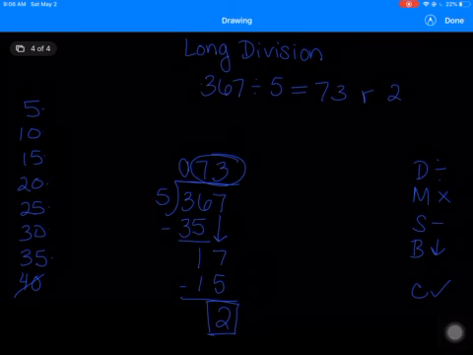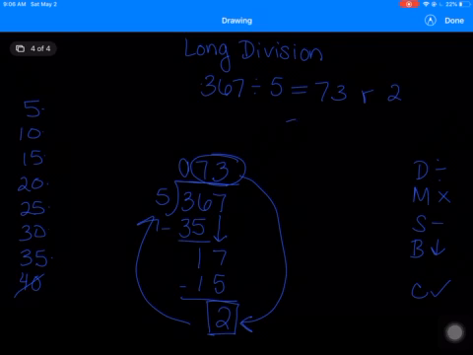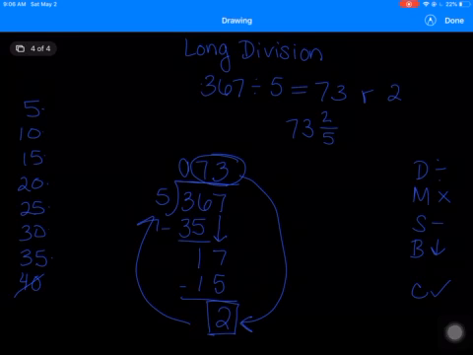Or another way to write that is whole number in the circle, numerator, denominator. So we can write it as 73 and 2/5, because what we had left was just 2 out of the 5 that we would have needed for another whole number. So our answer is 73 remainder 2 or 73 and 2/5.